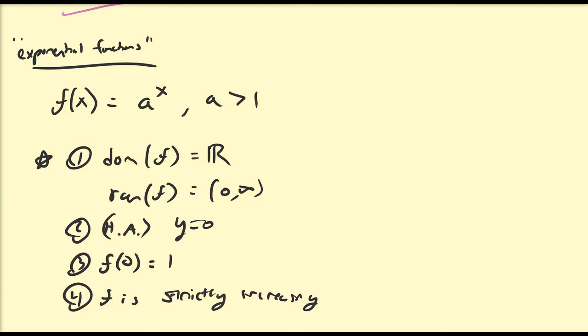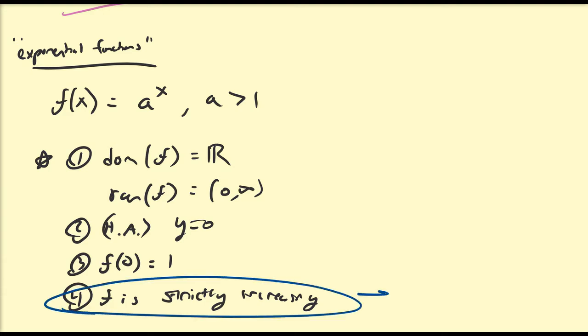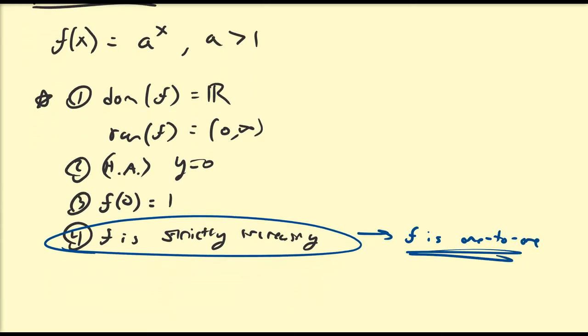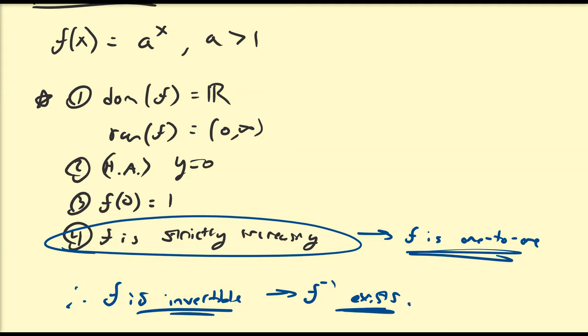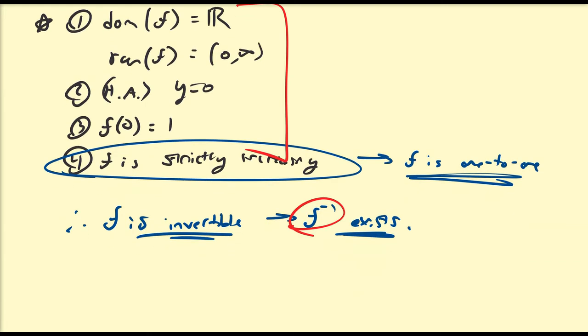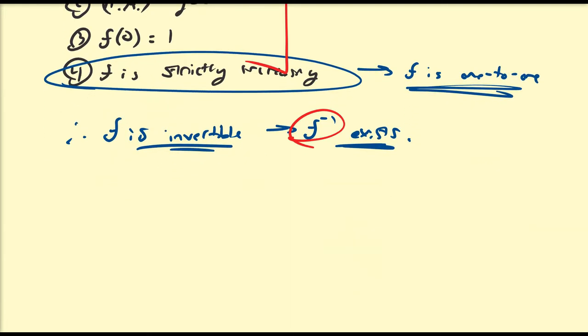So if f is strictly increasing, then this also implies that f is 1 to 1. So if a function is 1 to 1, that means f is invertible, which means that f inverse exists. So if f inverse exists, then you can actually say a lot about this function f inverse just by these properties. So let's talk about this function f inverse a little bit.